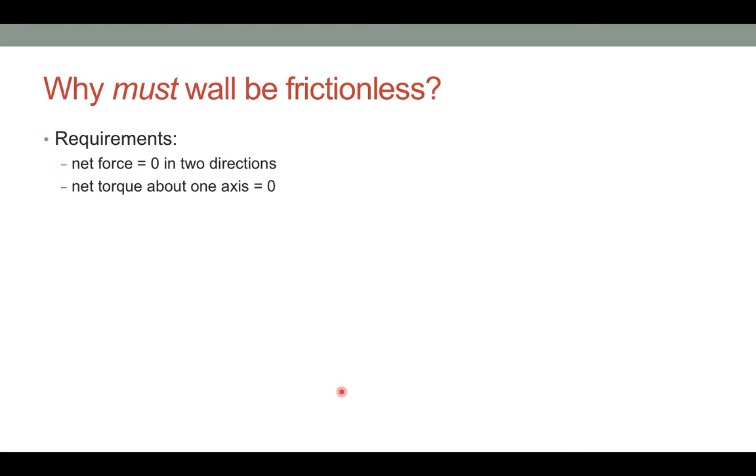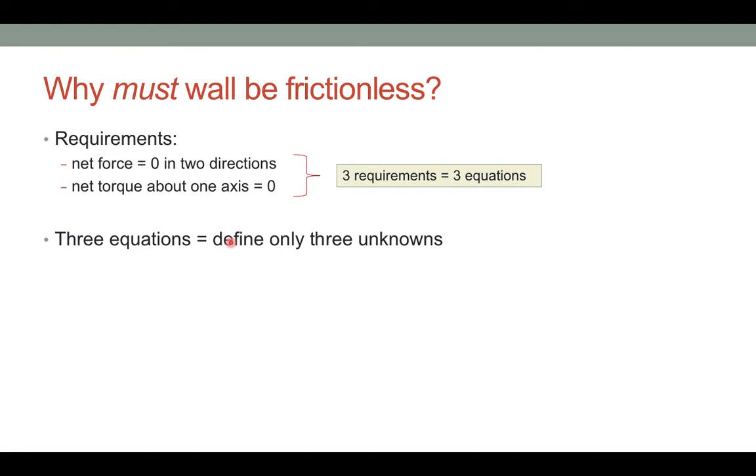Now, notice we assumed the wall was frictionless. Why did we have to make that assumption? Well, we have a set of requirements. We have that the net force in two different directions has to add up to zero, and the net torque around the one axis has to add up to zero. That gives us three requirements, and we can write each of those requirements in the form of an equation. So that gives us three equations. Three equations can be used to define only three unknowns.